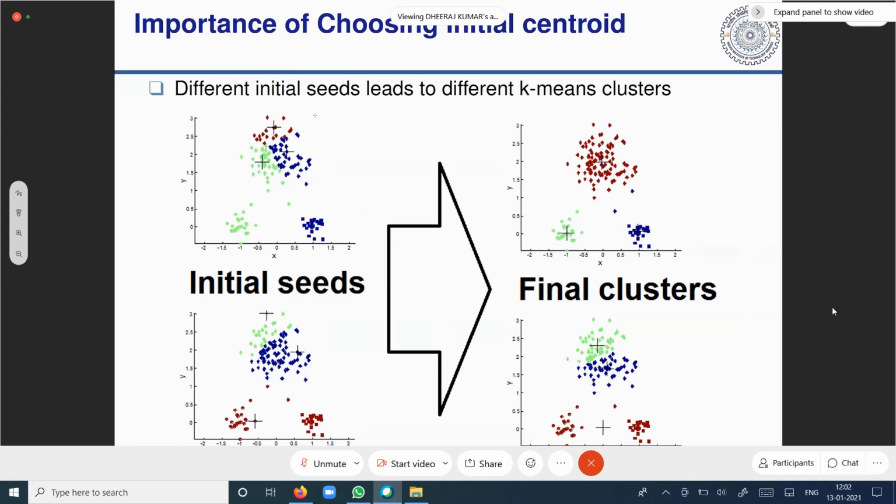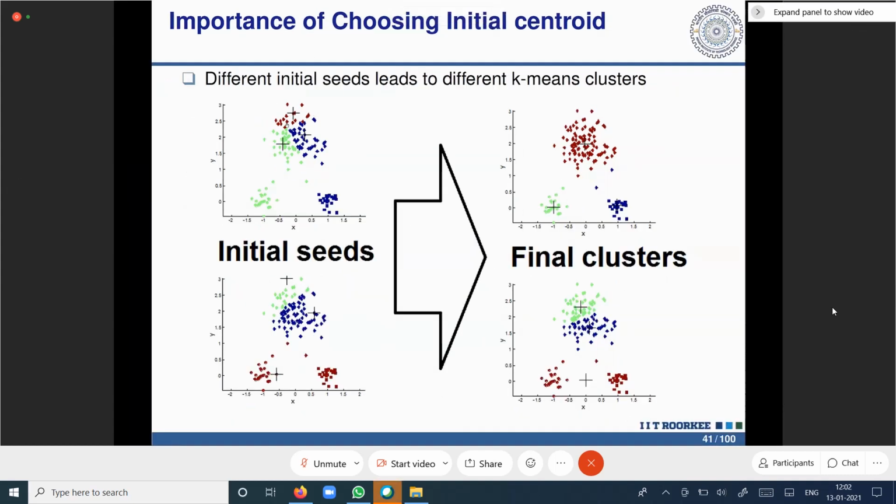Please increase the mouse pointer size. Okay, I don't know how to do that. Okay, I guess this might be, yeah. So if we put all the initial seeds here, yeah. Hello.